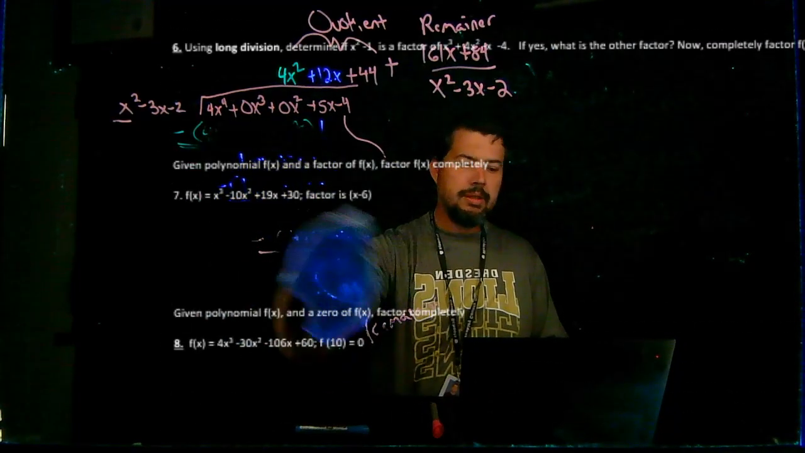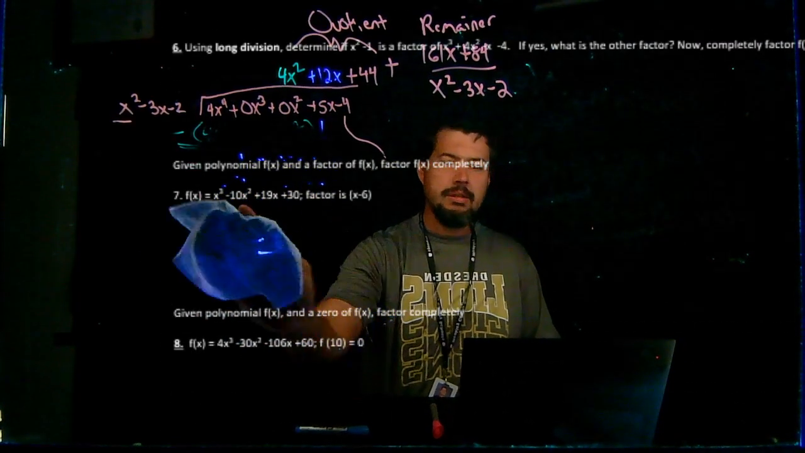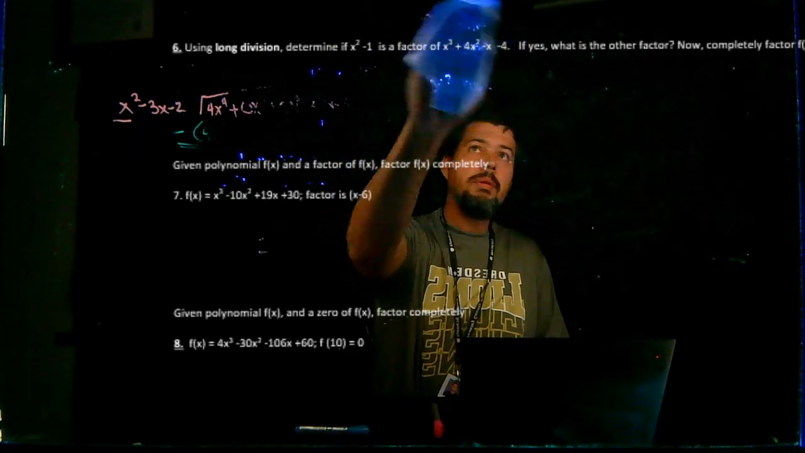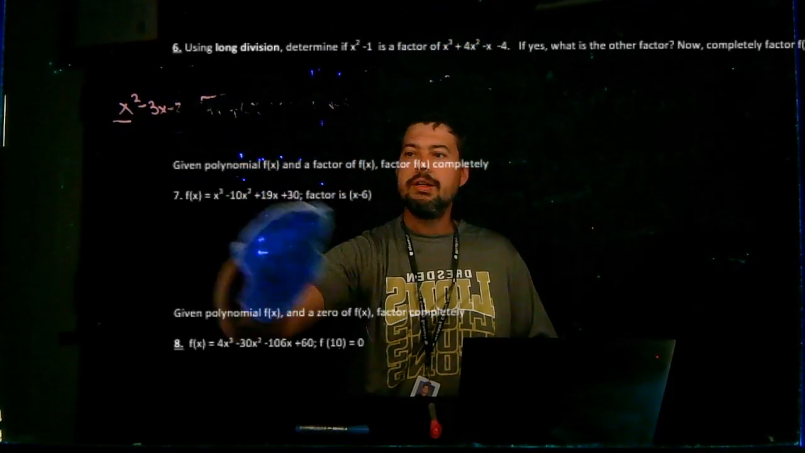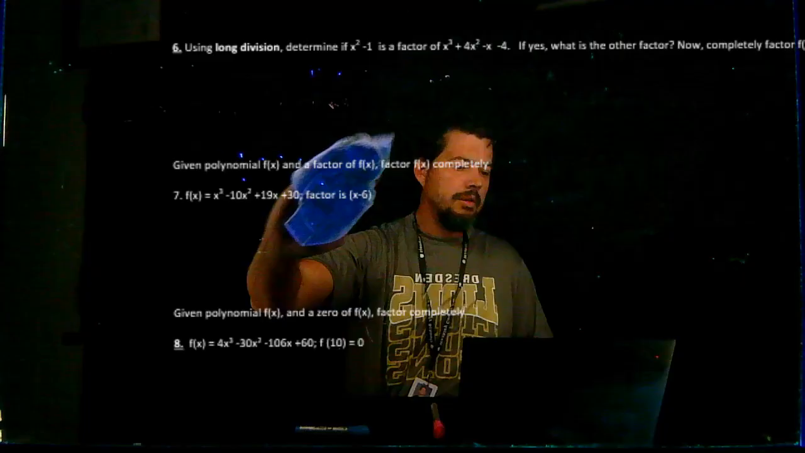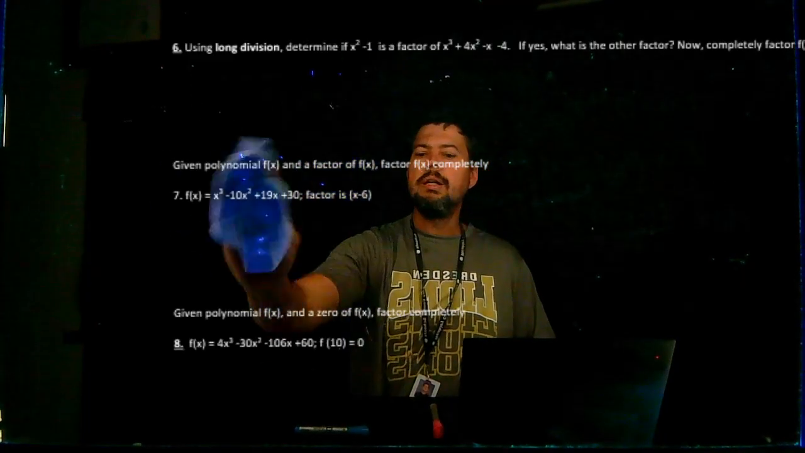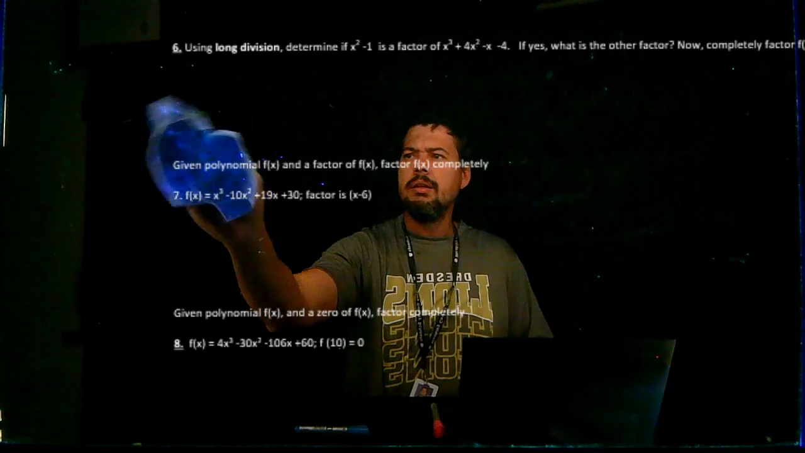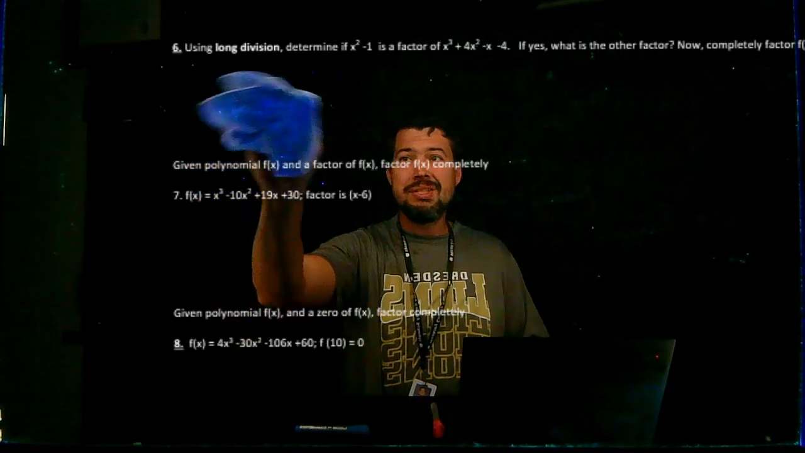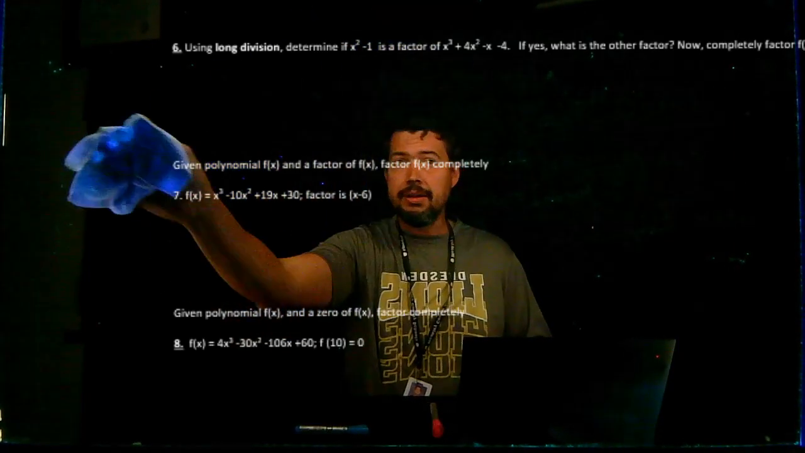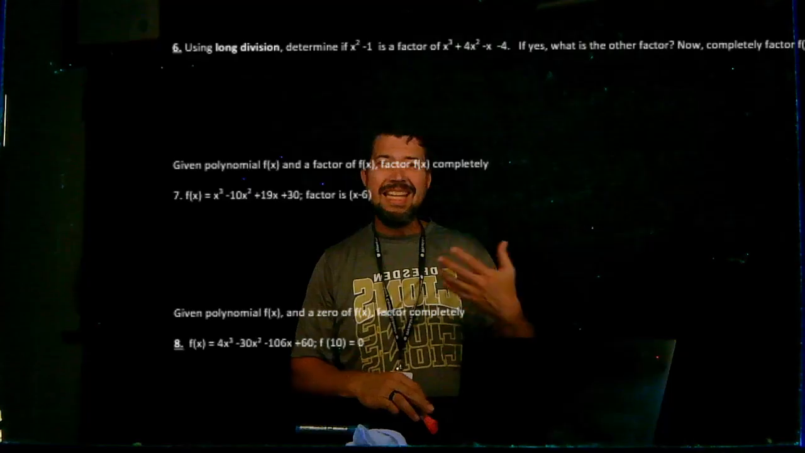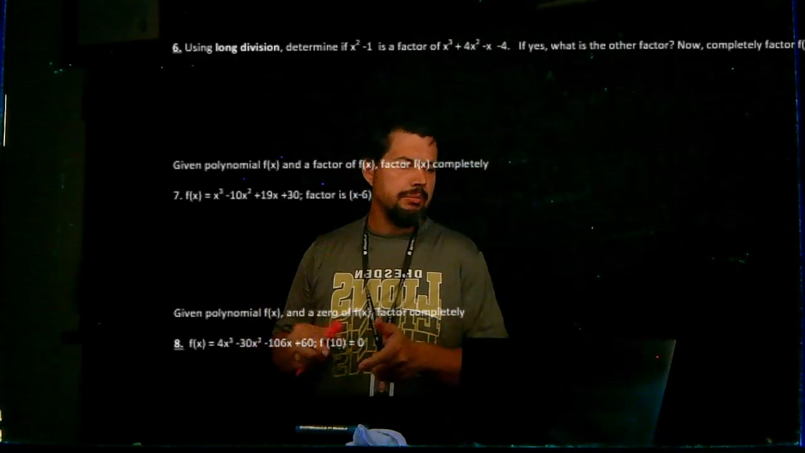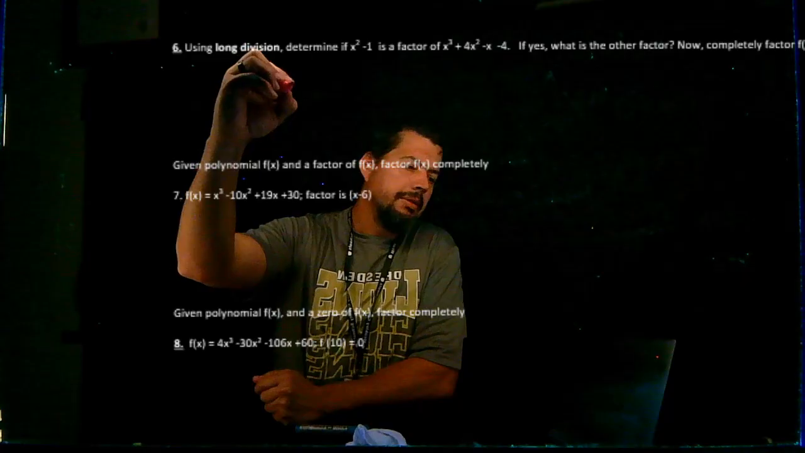Looks like the next one I highlighted was number 6. Using long division, determine if x squared minus 1 is a factor of x cubed plus 4x squared minus x minus 4. Now you need to remember that factors and zeros are heavily related. So if I get a remainder of 0, then I have a factor. That's how it works, because I went in evenly with no remainder. It's kind of odd that we say that, but you say that you enter evenly because there's no remainder.